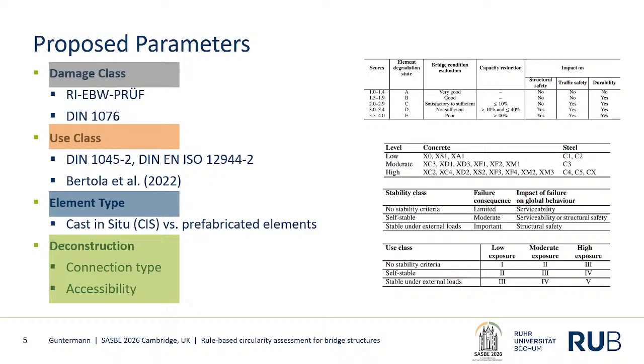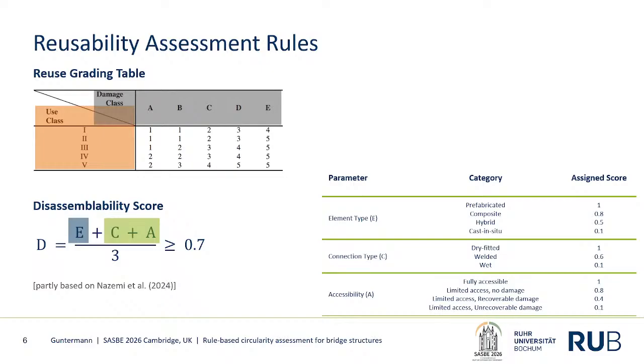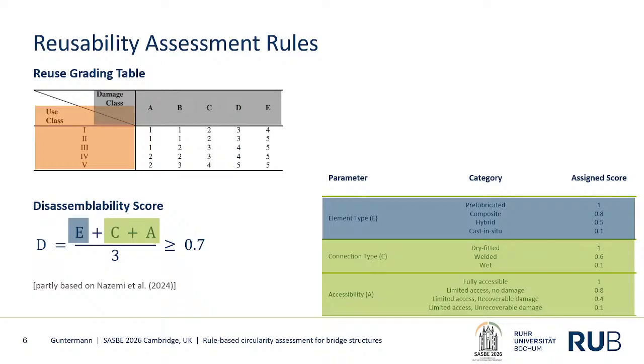So here we have those four groups of parameters, and they come together in our framework, which consists of two main parts. First, the reuse grading table, which includes the damage class and the use class. And second, the disassemblability score, which includes the element type and the deconstruction information. As you can see on the right, there are some assigned values. We can fill in this equation.